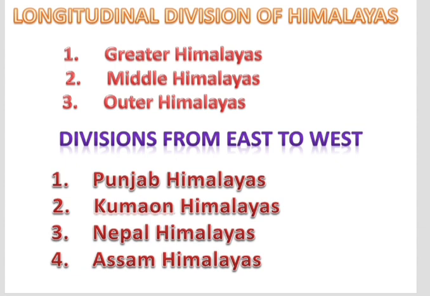Now I will discuss the divisions from west to east. There are 4 divisions. The Punjab Himalayas. This part lies between the Indus and the Satluj river. Second, Kumaon Himalayas. This part lies between the Satluj and the Kali rivers. Nepal Himalayas. This part lies between the Kali and the Tista rivers. And the last is the Assam Himalayas. This part lies between the Tista and the Dihang rivers.